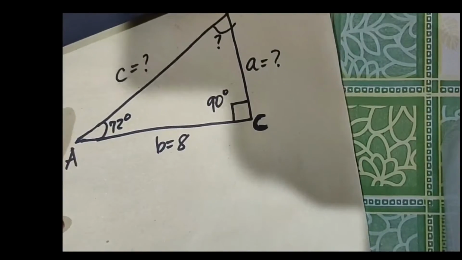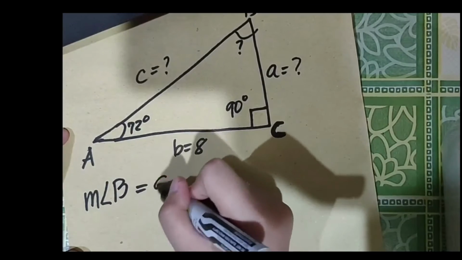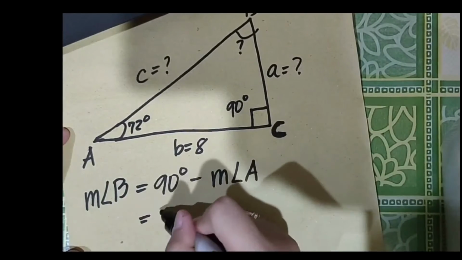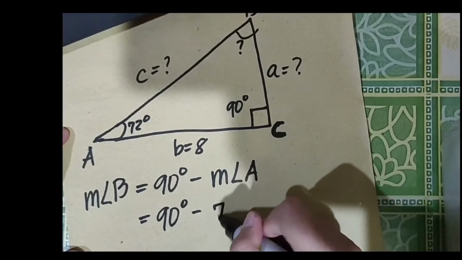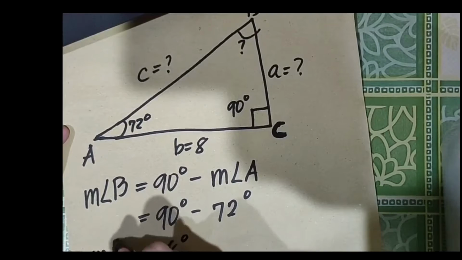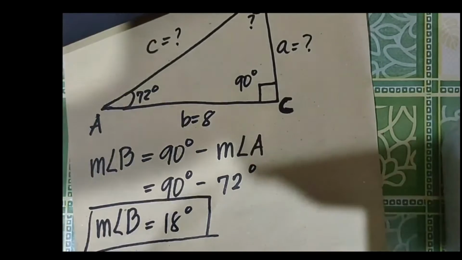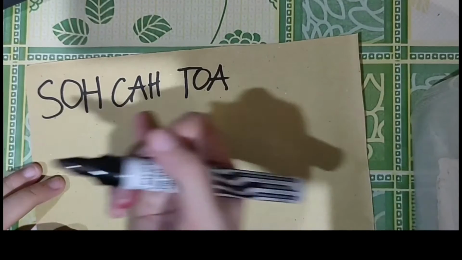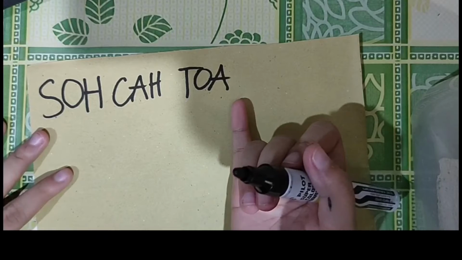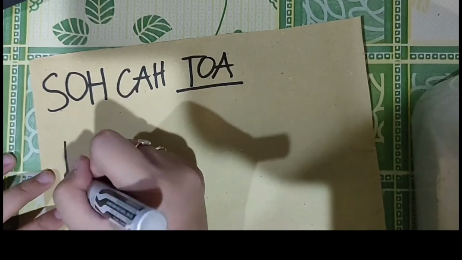To get the measurement of angle B, the measurement of angle B is equal to 90 degrees minus the measurement of angle A. 90 degrees minus 72 degrees is equal to 18 degrees. So the measurement of angle B is 18 degrees. To solve for the other lines, we have SOHCAHTOA, the trigonometric functions used as a guide, and we will use the trigonometric function tangent in solving line A.